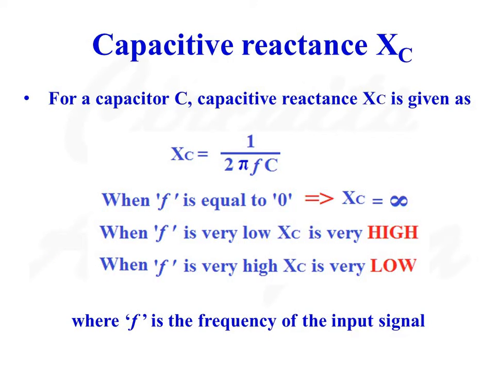Capacitive reactance Xc. For a capacitor, capacitive reactance Xc is given as Xc is equal to 1 by 2 pi Fc. When F is equal to 0, Xc is equal to infinity. When F is very low, Xc is very high. When F is very high, Xc is very low. Here F is the frequency of the input signal.